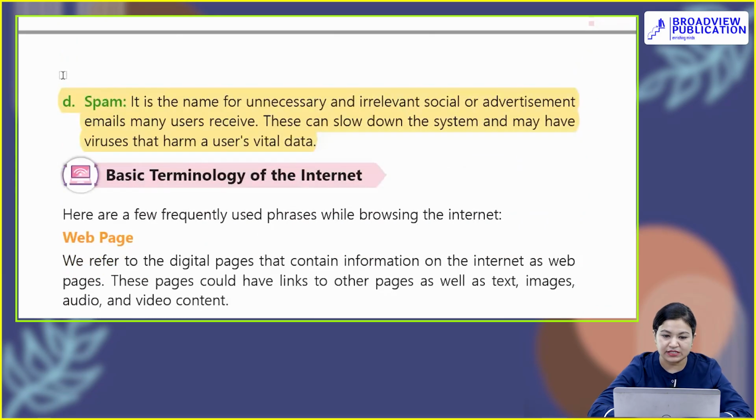Next is spam. It is the name for unnecessary and irrelevant social or advertisement emails that many users receive. These can slow down the system and may have viruses that harm a user's vital data. So, with the help of the internet, many people can spam you or commit fraud against you, and you will not be aware of it.